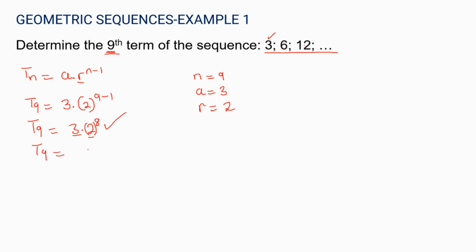T9 is equal to 768. It means that 768 is term number 9 in this geometric sequence.